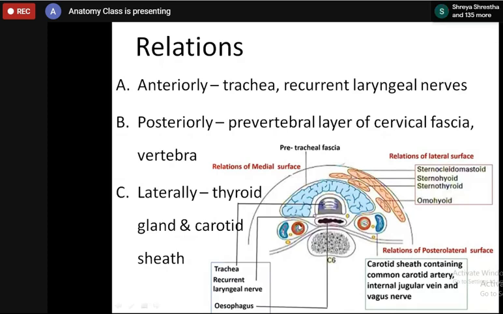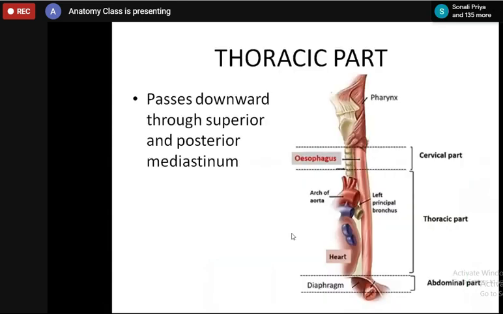So, talking about the relations of the cervical part of esophagus: anteriorly it is related with the trachea and the recurrent laryngeal nerves on the right and left side. Posteriorly, it is related with the prevertebral layer of cervical fascia and the vertebral column, including its muscles. Laterally, it is related with the lobes of thyroid gland and the carotid sheath, which encloses the common carotid artery, internal jugular vein, and vagus nerve. So this is about the relations of the cervical part of esophagus.